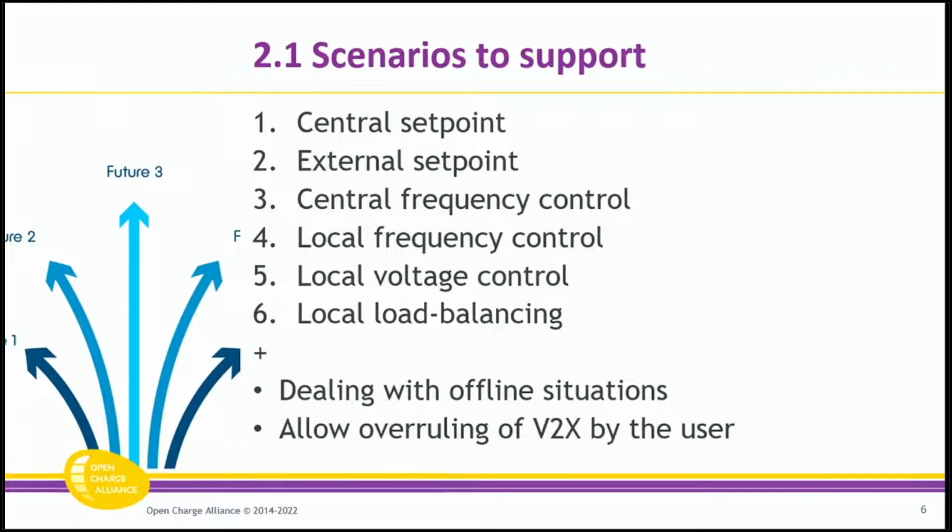And the last use case is local load balancing, for example in a vehicle to home or vehicle to building situation. And then here you also have to deal with an offline situation. What are you going to do if you lose your CSMS connection? Can you continue with V2X or not? Should you stop it? How do you deal with that? And finally, we wanted a way for the user to overrule V2X. If your vehicle is being charged and you say, no, I don't want any discharging now because I have to leave in an hour, I want to get full power. How can you overrule that as a user?